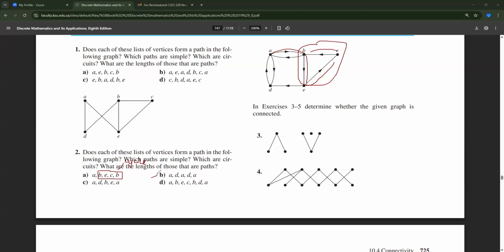This is also a cycle, but it's not a simple cycle, it's a cycle circuit because it uses the same edge twice, AD and AD. But here we have B E C B. B E C B is a cycle because you go into a circuit path.